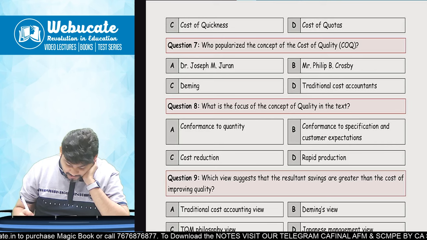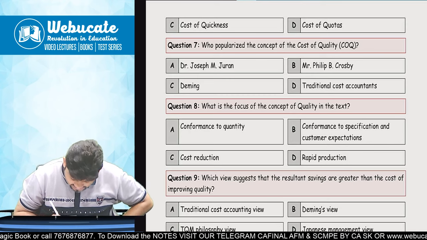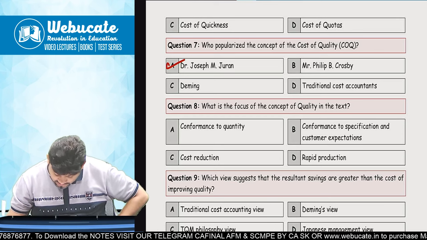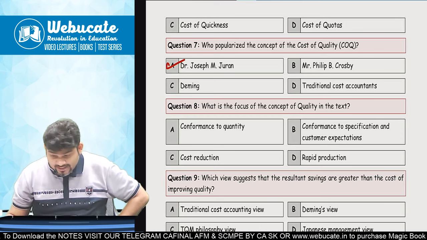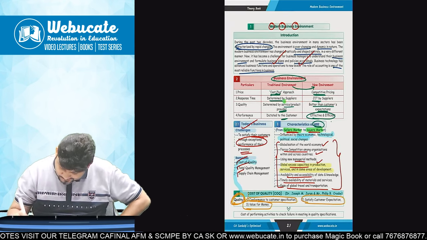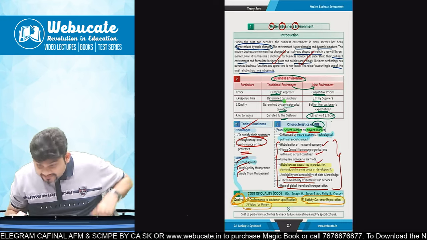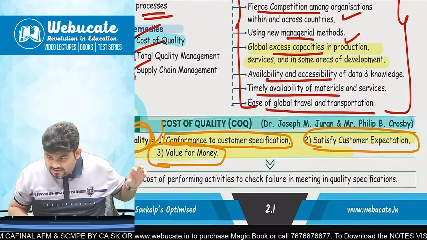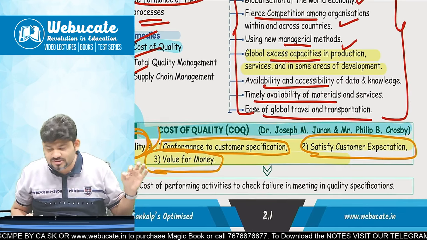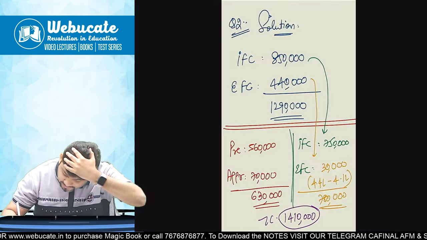Yes. Who popularized the concept of cost of quality? Can I say Dr. Joseph Juran? Yes. Okay. Then, what is the focus of the concept of quality in the text? Conformance to quality? Quantity? No. See, what they are asking is this part. Quality: conformance to customer specification, satisfy customer expectation, value for money. This is what they are asking. Conformance to customer specification. Definitely we want to satisfy customer expectation and give value for money.